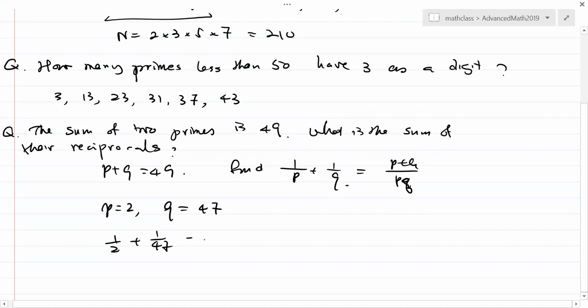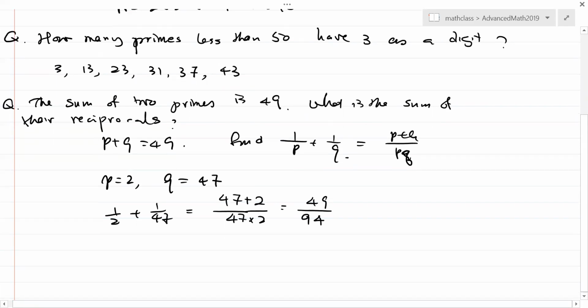Then combine them: you get 47 plus 2, so 49, over 47 multiplied by 2, which is 94. Okay, 49 over 94. It's an interesting number.